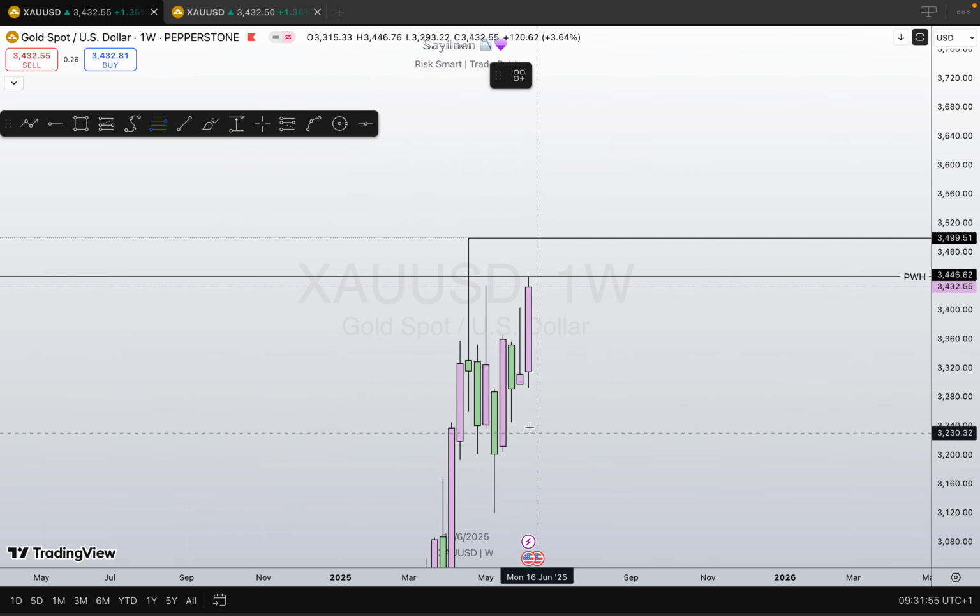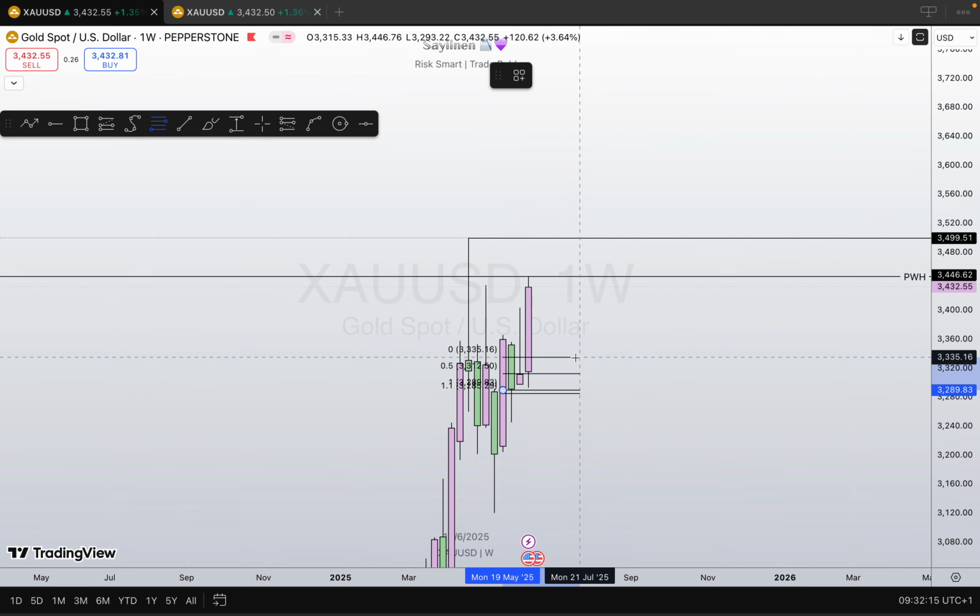So from the weekly time frame right here, we could see this break of structure after we've been talking about this tap into the weekly FVG, and then on daily too, we have the daily FVG right here. We saw the tap down here, price breaking structure, coming back to pick orders right here, and now we could see another break of structure to the upside.